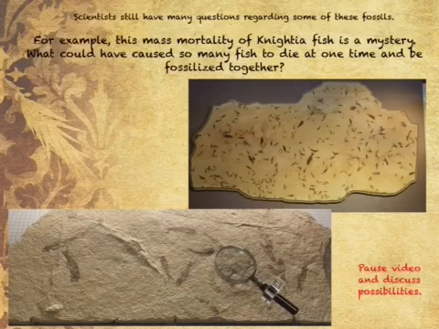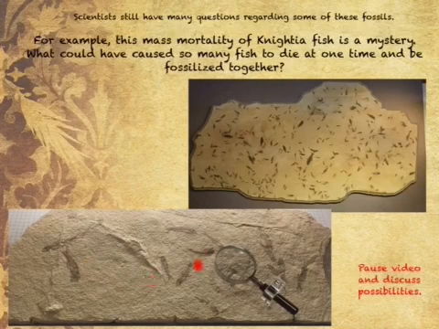For example, this is a mass mortality of Nidia fish. They range from about 1 inch long to 3 inches long. And this is a mystery. What could have caused so many fish to die at one time and be fossilized together? Notice here, more of these Nidia fish, dying all at the same time and being preserved in the same fossil layer. Why might this have happened?